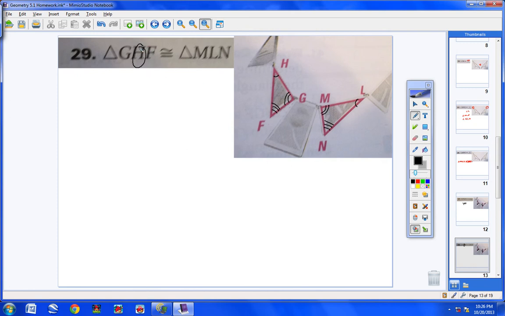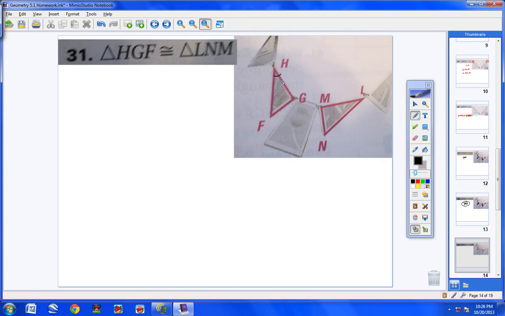The second angle here is H. H has 1 mark. Second over here is L. L has 1 mark. The third angle here is F. It has 3 marks. The third angle over here is N. It has 3 marks. So yes, this is a proper congruent statement. And then very quickly, let's take a look at number 31.